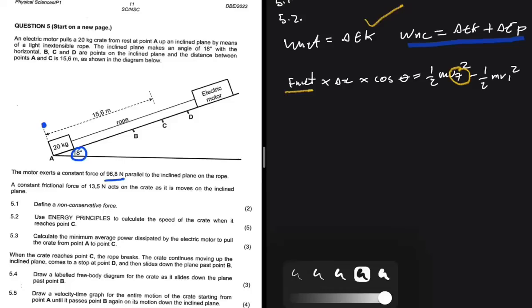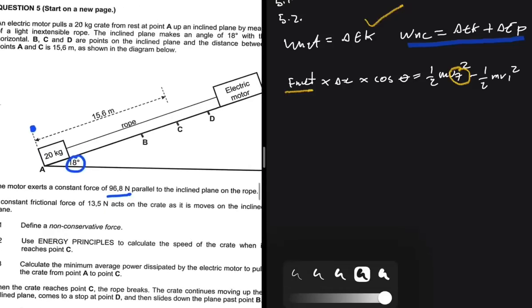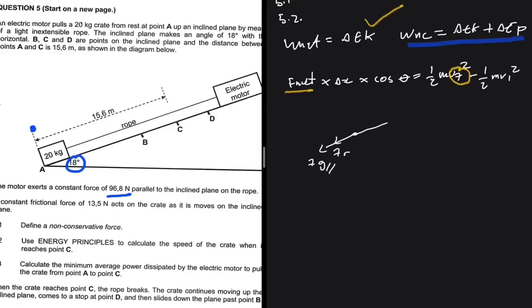Let's draw a free body diagram of the 20 kg block as it moves up the incline. We have FG parallel, which is pushing the object down the incline. We have the frictional force, and the force applied by the electric motor. We have the normal force, obviously, and the weight perpendicular.